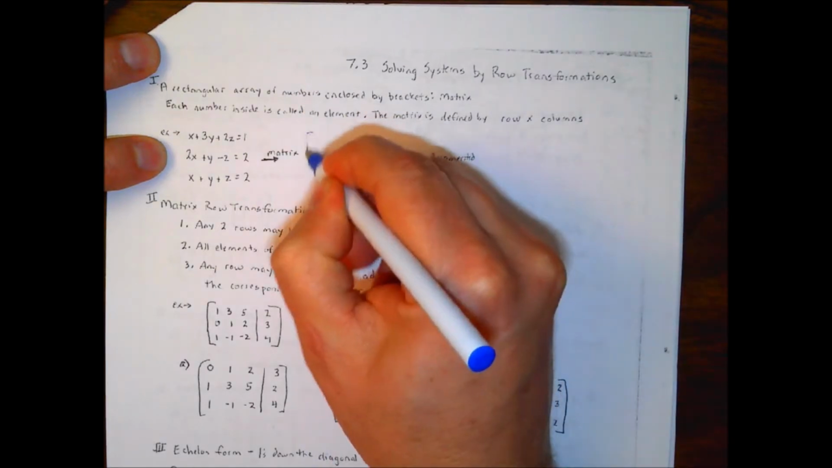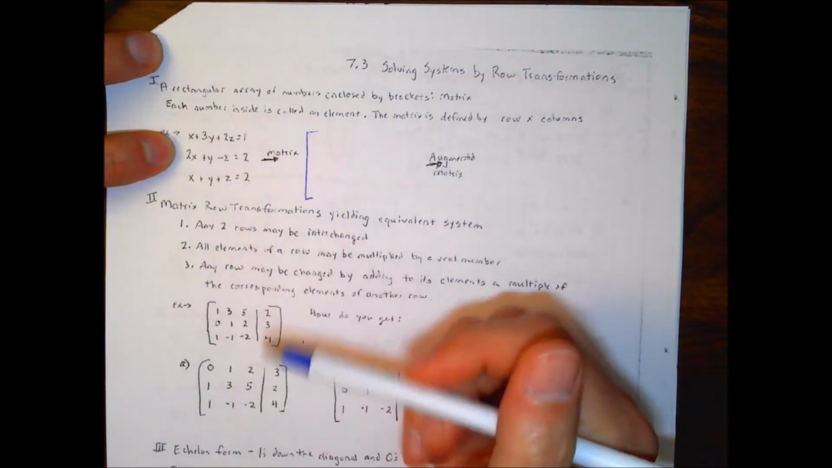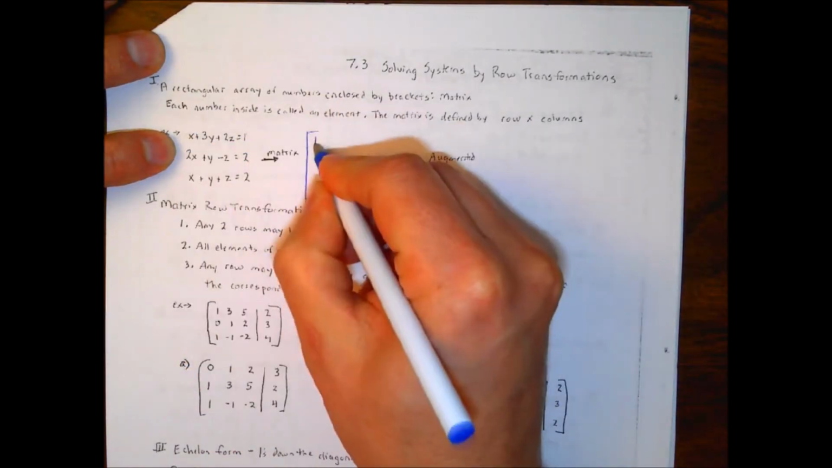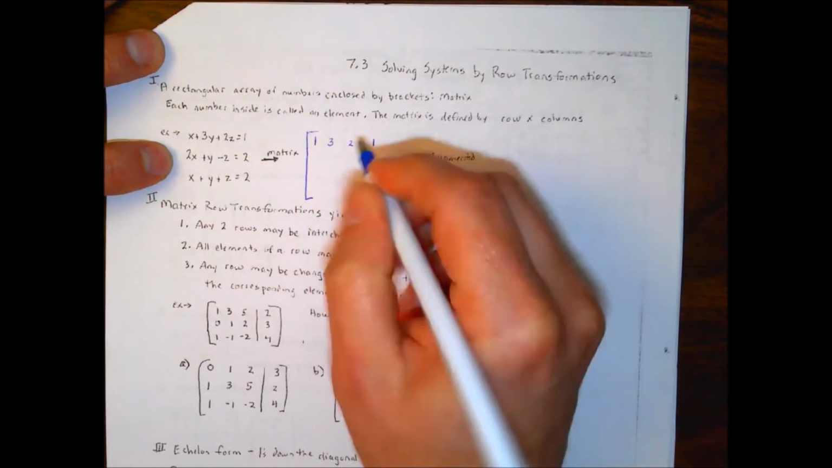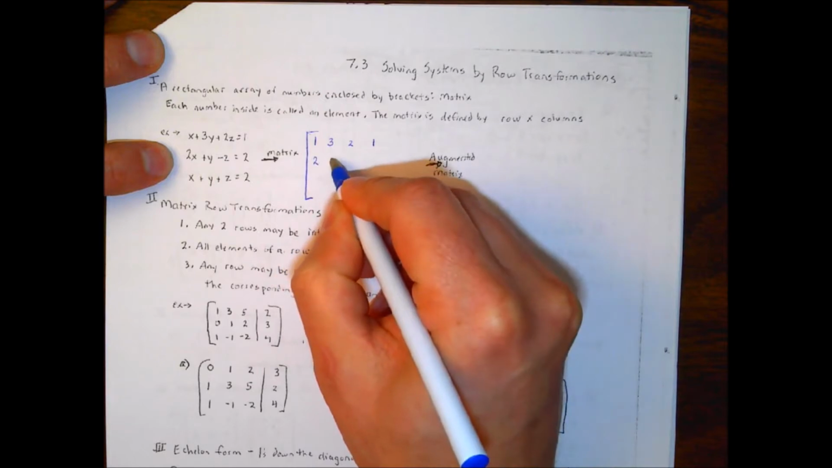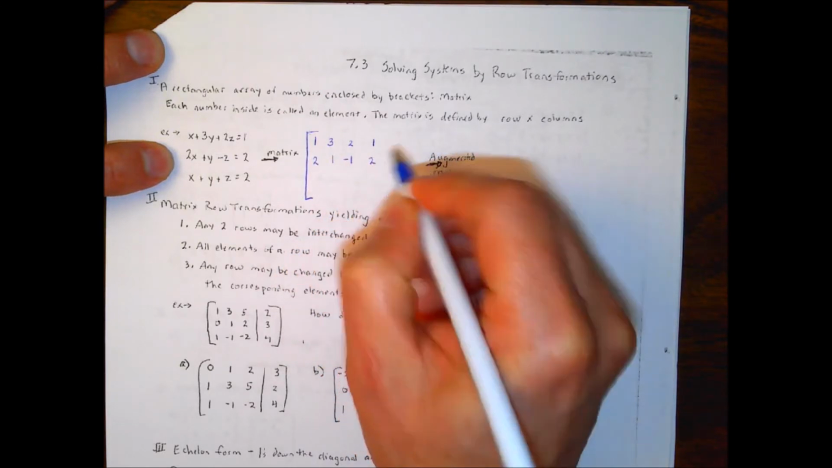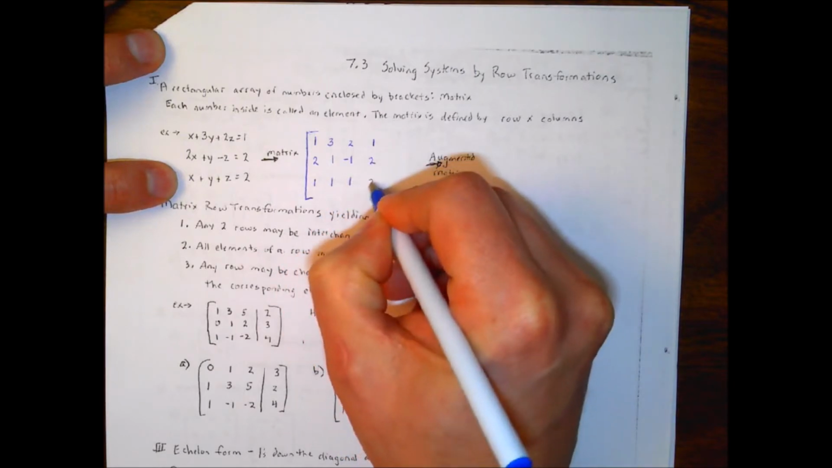For example, right here, we can take this and make it into a matrix. We're going to use the coefficients in front. So it's 1x and 3y and 2z equals 1. And then 2x, 1y, negative 1z equals 2. And 1x, 1y, 1z equals 2.